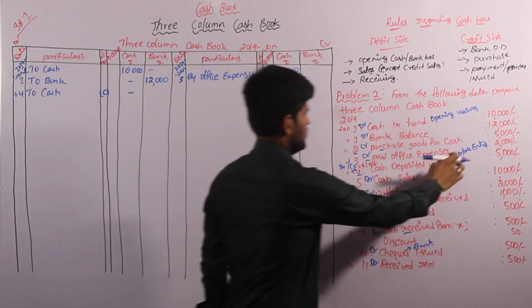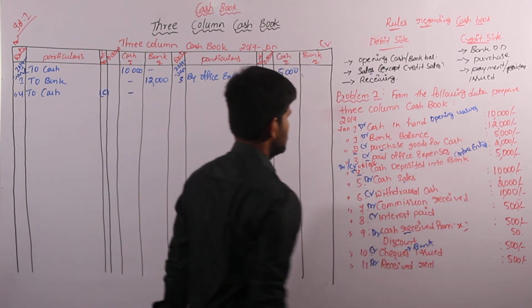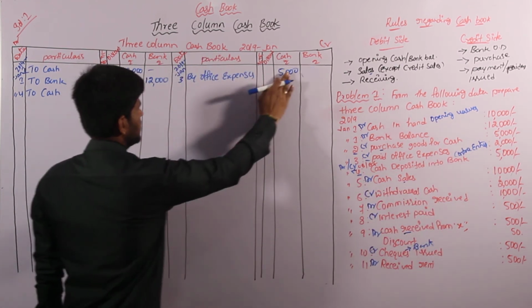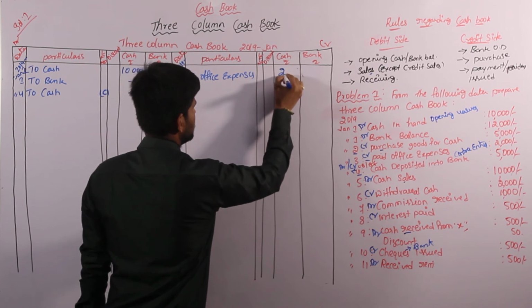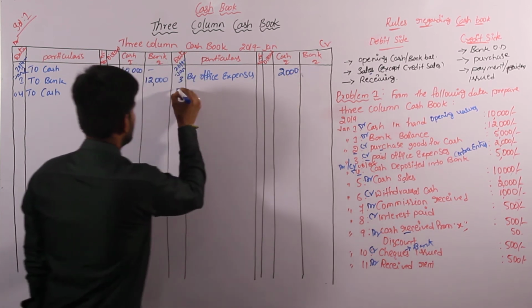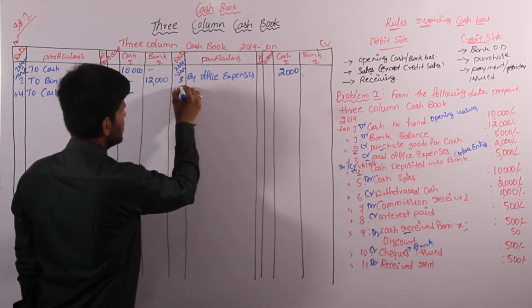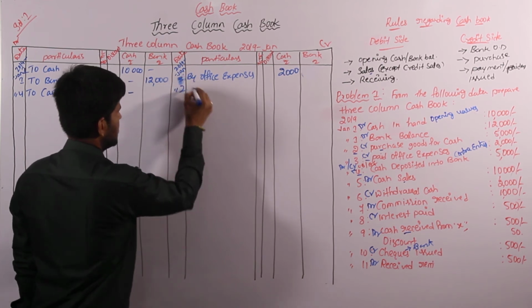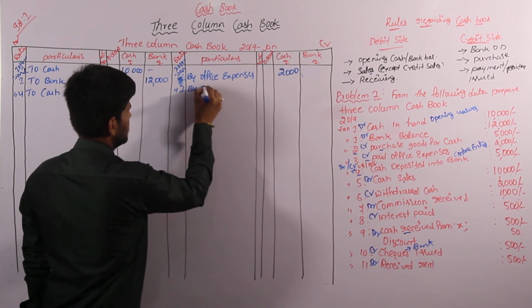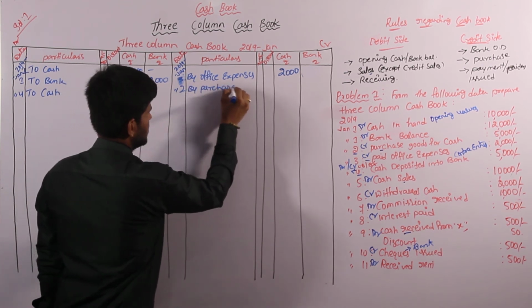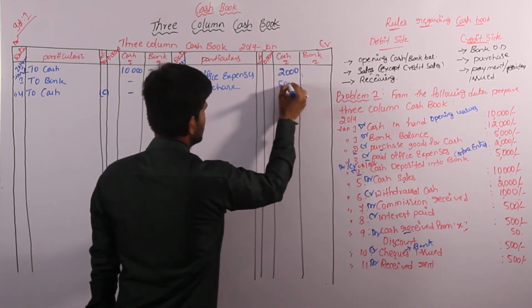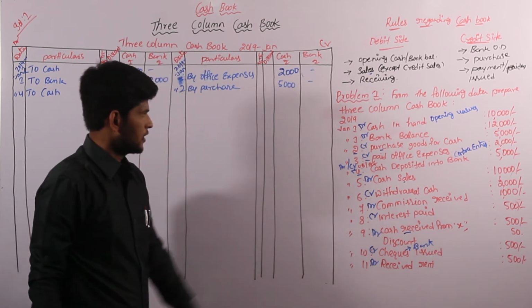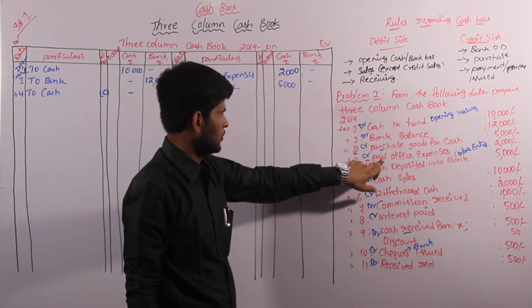Purchase of goods for cash is there. This value is 2000. And one more transaction we have. This is the third one and this is the second one. The purchase worth is 5000. We are not considering this one, so directly we go to the next one.